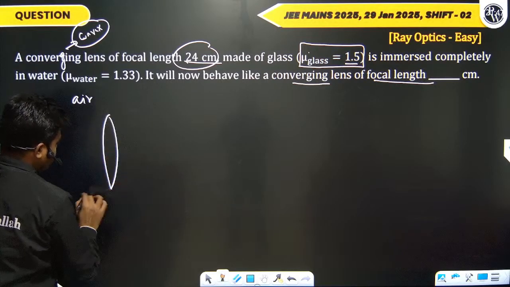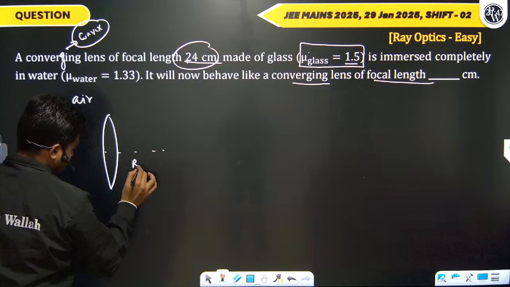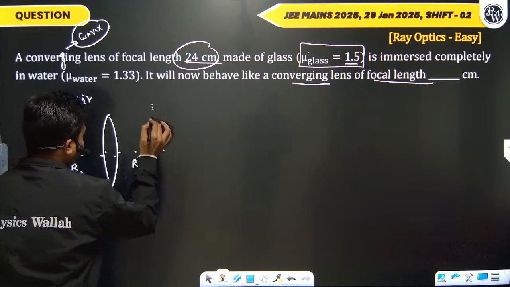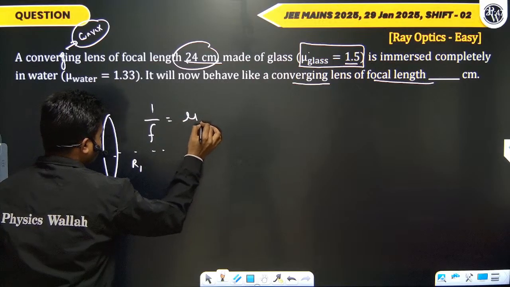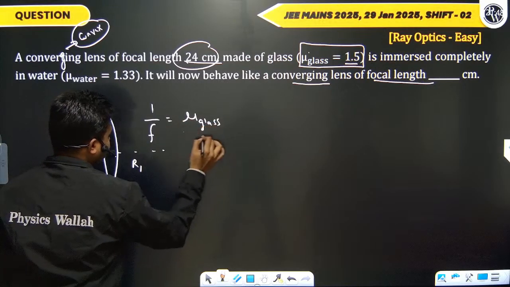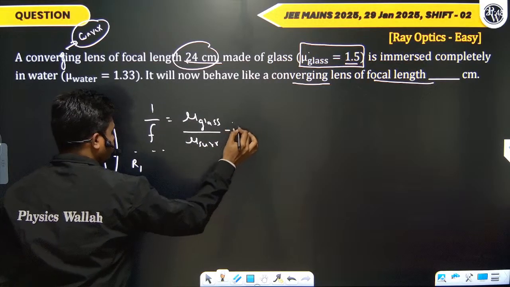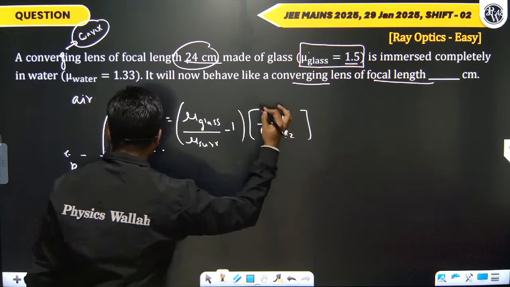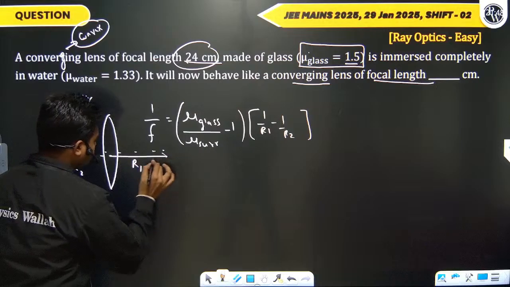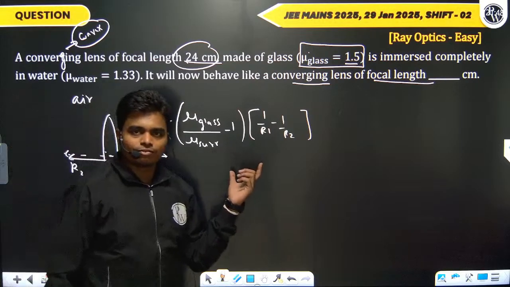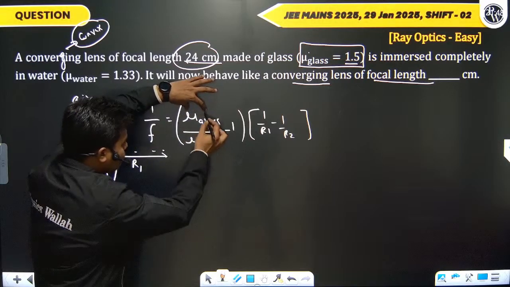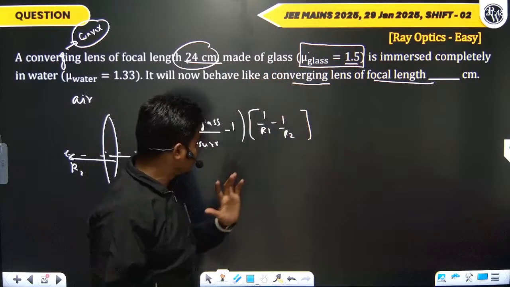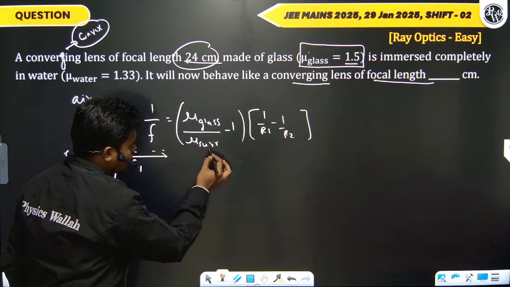So if we talk about a convex lens in air, we know the lens maker formula. Let's say this side is radius R1 and this will be radius R2. What is the lens maker formula? 1 by focal length is given by mu of glass divided by mu of the surrounding medium, minus 1, into 1 by R1 minus 1 by R2. This is the lens maker formula. Mu of glass means refractive index of the material of the glass, and this is the refractive index of the surrounding medium.